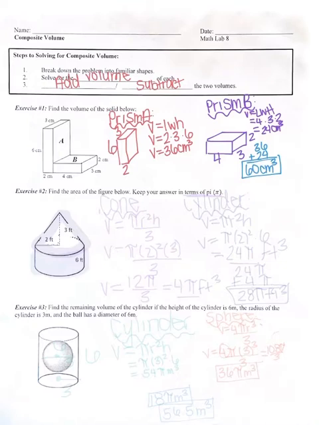So for exercise 2, let's see what two figures I see. I see a cone here. And then I also see a cylinder at the bottom. So these are the two shapes I see. Let's go ahead and find the volume of that cone.